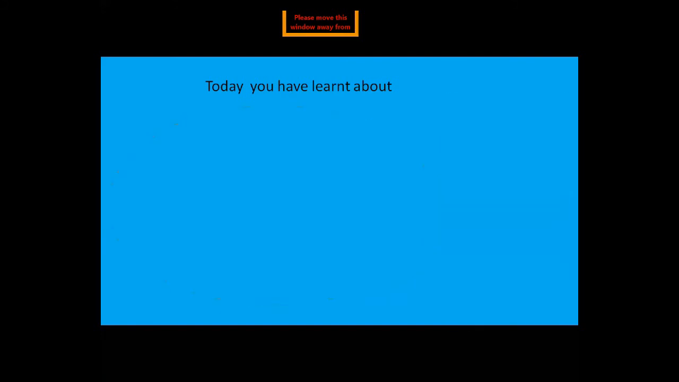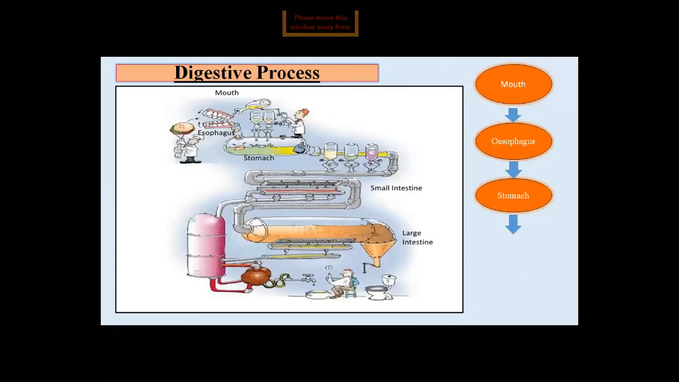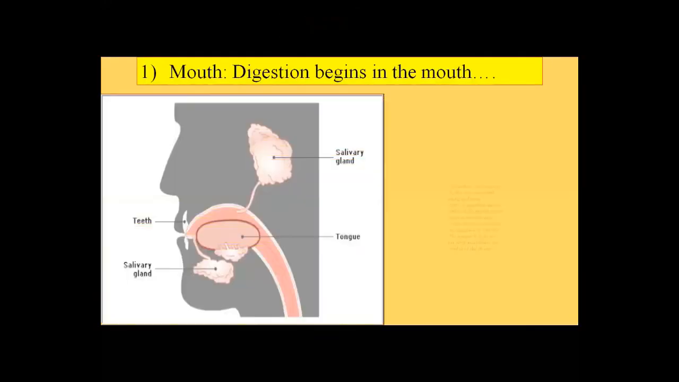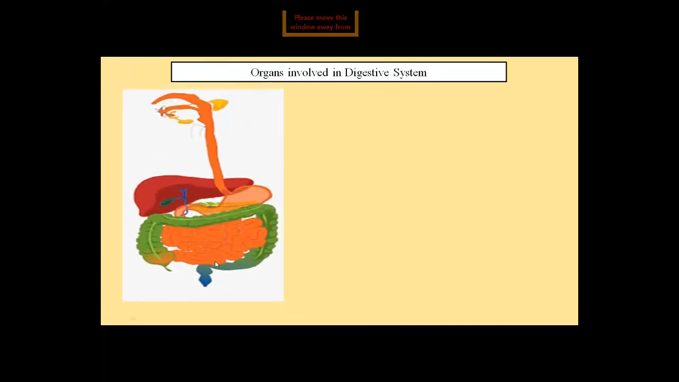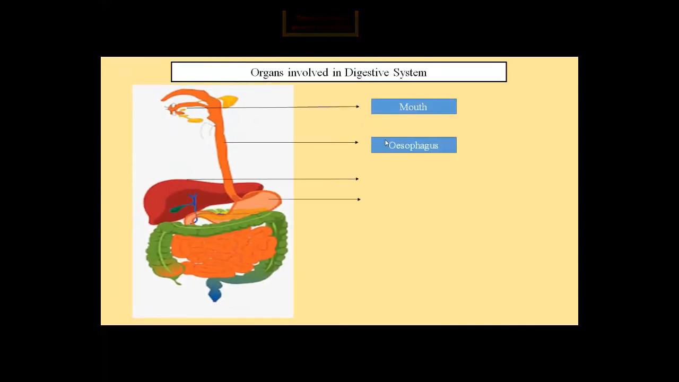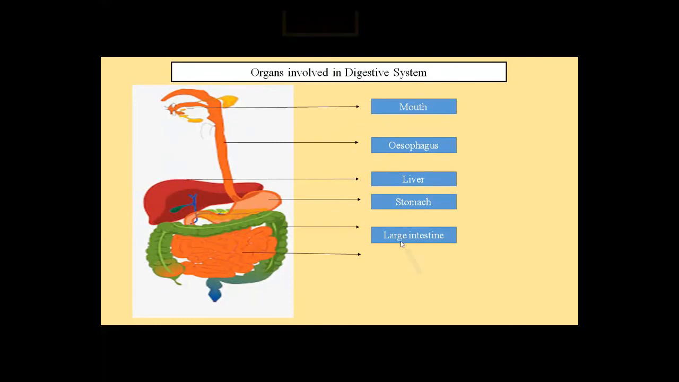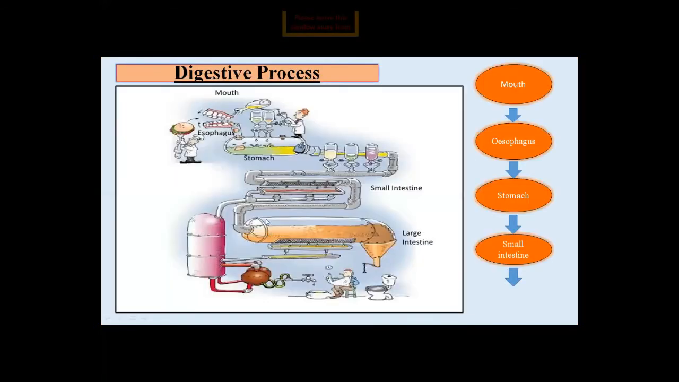Okay, I repeat the slide. What is the digestive system? What is digestion? The breakdown of food into a simpler form that can be absorbed by the blood. And what is the digestive system? The system of organs that are involved in the digestion of food. And what are the organs involved? These are the mouth, esophagus, stomach, small intestine, and the large intestine. And now move to the homework slide.